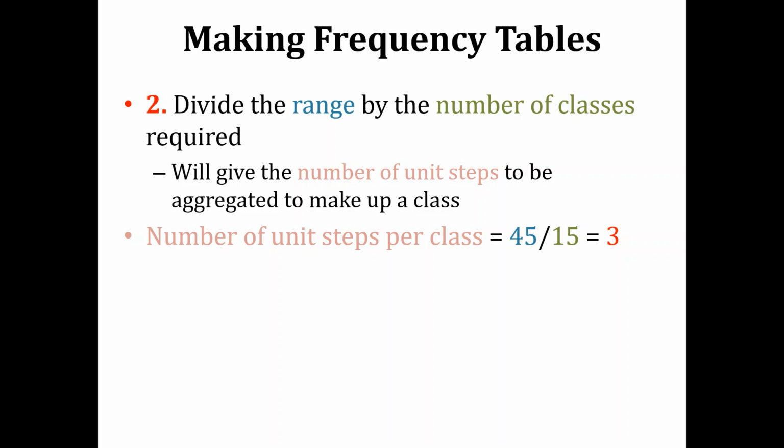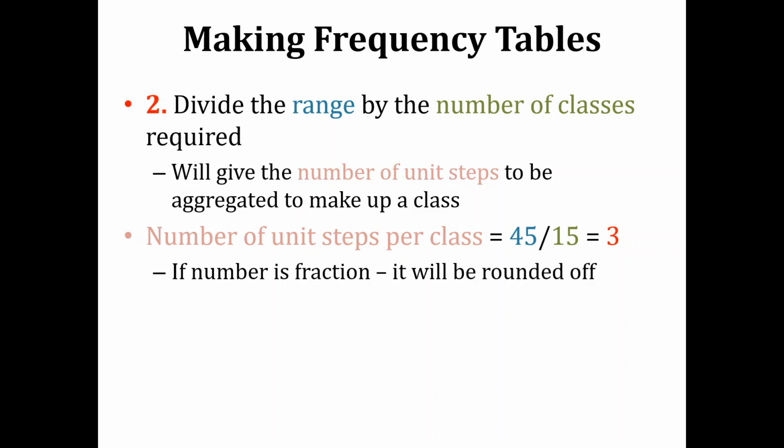And how do we obtain this number 3? We obtain it by dividing the range of scores by the number of classes that we want to have. In this case, the range of scores is 45 and the number of classes that we want is 15. So 45 divided by 15 is equal to 3, and we are going to aggregate 3 classes to make one class. And if we get a number which is a fraction, then we just round that number off.